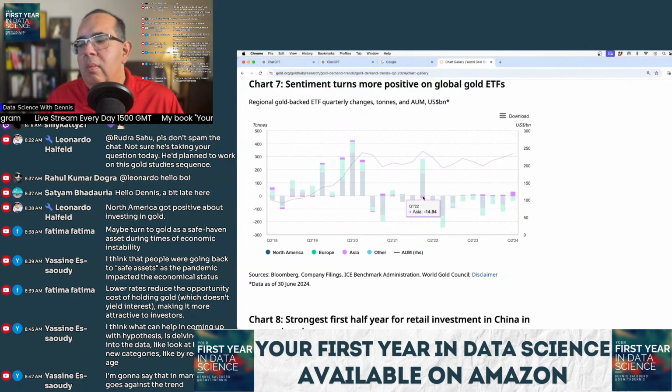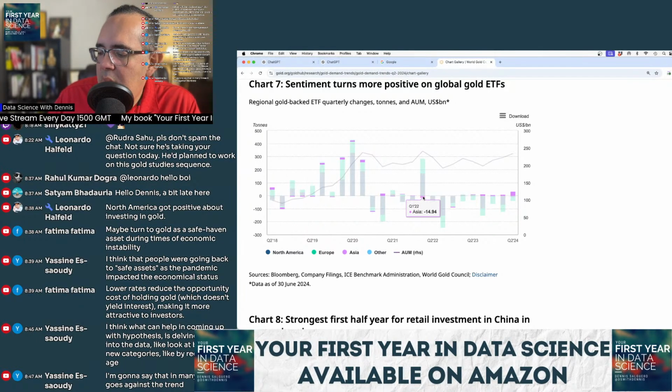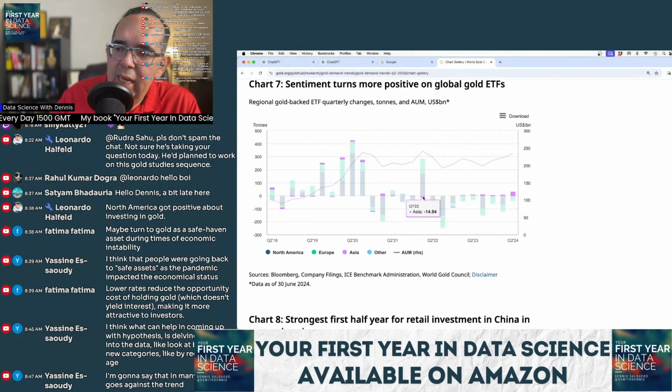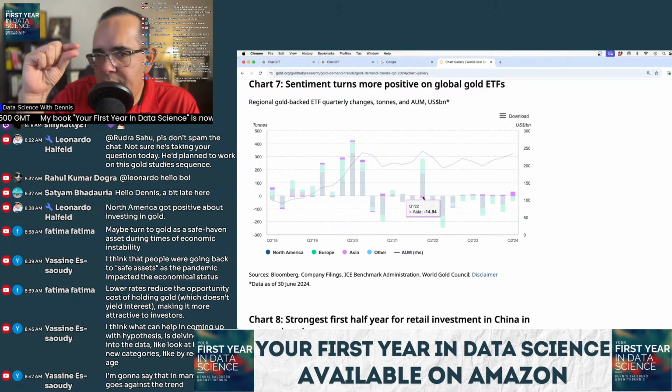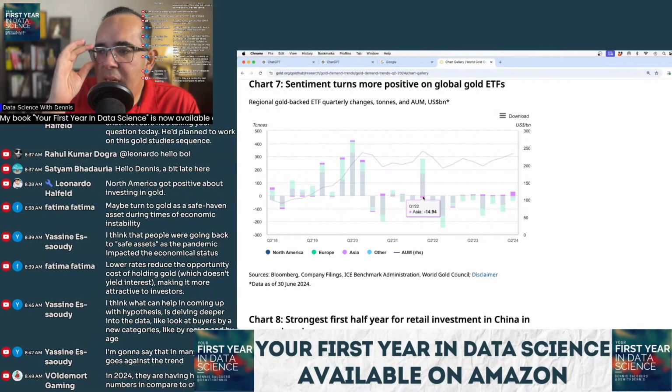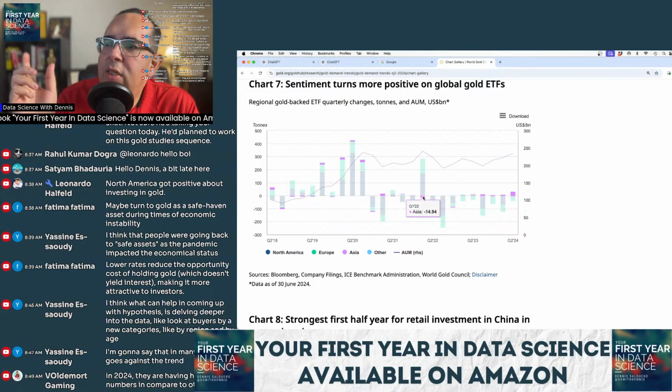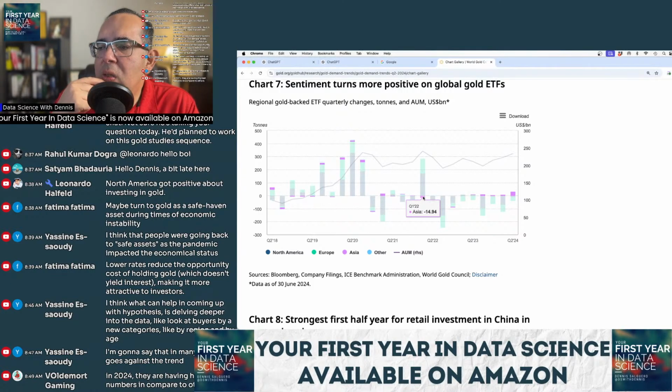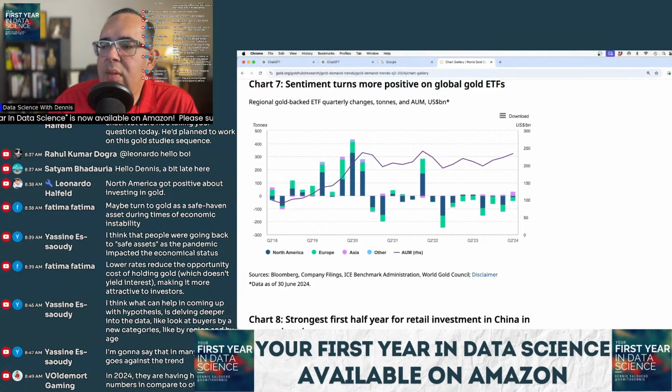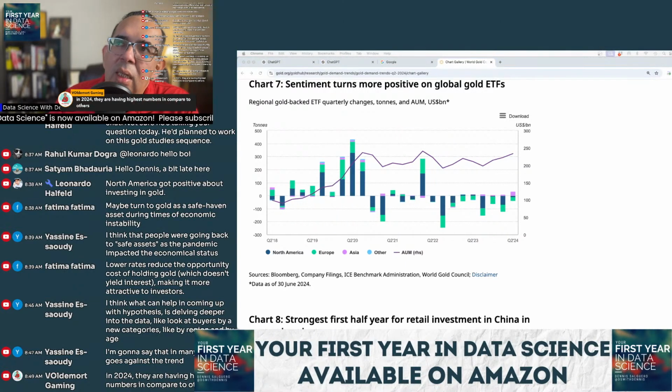So I'm not surprised that there's not a lot of answers. Maybe some of you are catching on to this, or maybe you just can't express it. But remember that in this chart, the size of the box speaks to the magnitude, right? Which means that all the boxes are kind of relative to each other, right? So yeah, Voldemort says in 2024 they are having highest numbers in comparison to others. Yeah, Voldemort. That's exactly where I'm going with this.